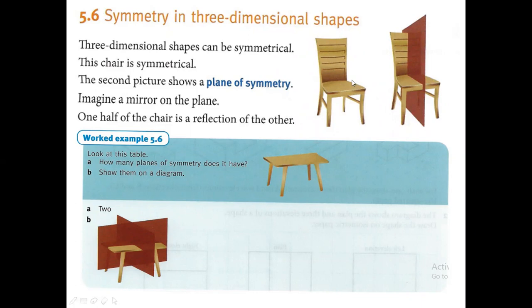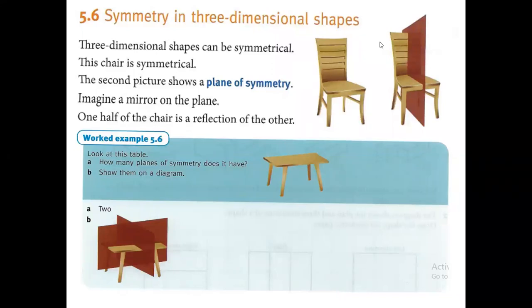This chair is one example given here. The second picture shows a plane of symmetry. The first one is just a chair, and here he is showing a plane. You just think there is a mirror. Before the mirror, after the mirror, both the parts look identical. There is no difference in width, length, height, or any design. Then only they are called symmetrical.